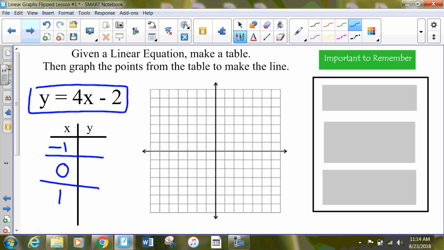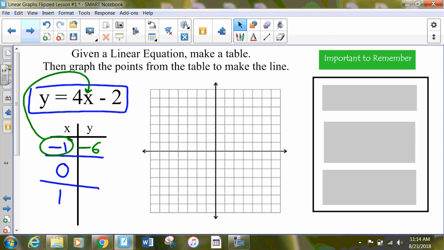So here we go. Once you pick your x's, step 2 is to take your x and plug it in where you see x. Now, some of you can do this in your head, right? You can plug in -1 and say 4 times -1 is -4. -4 minus 2 is -6, and you're done. But maybe you really don't like doing math in your head because you'd rather trust a calculator. I totally get that. So let's do it a second way.